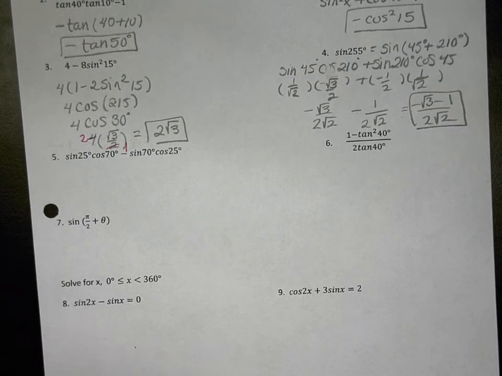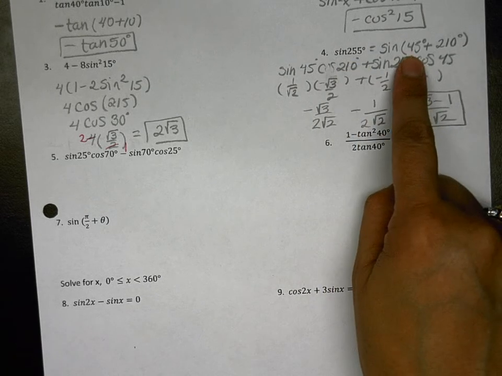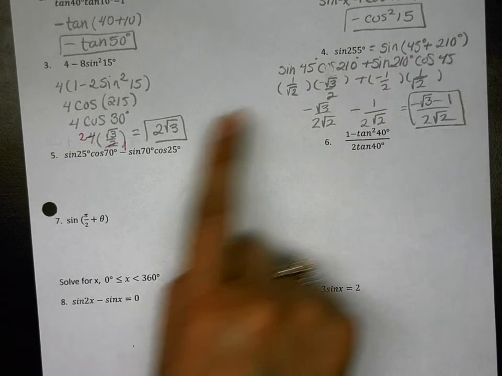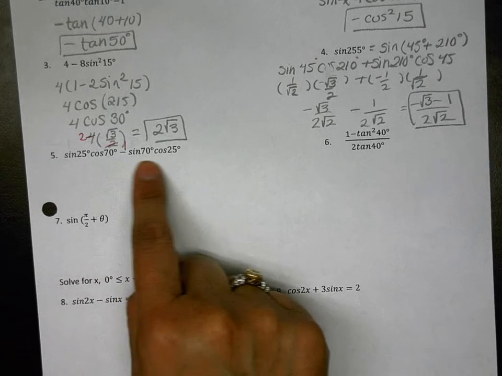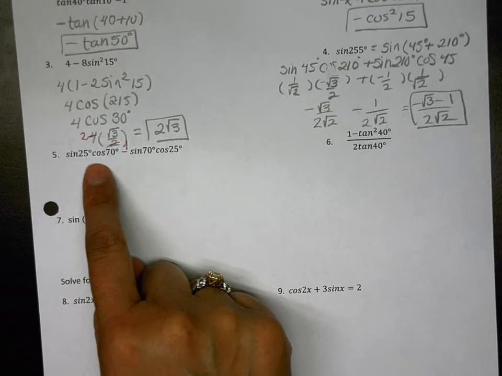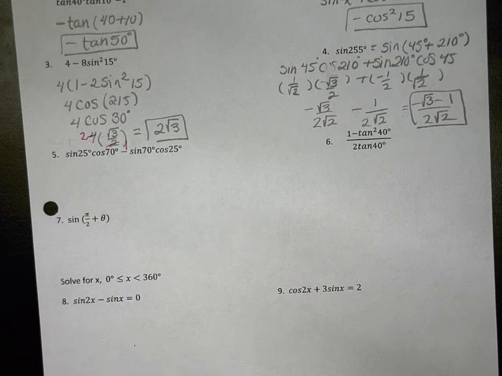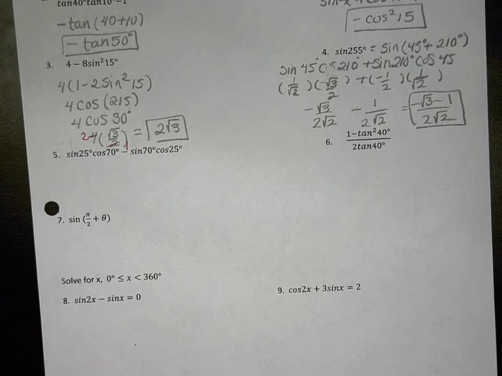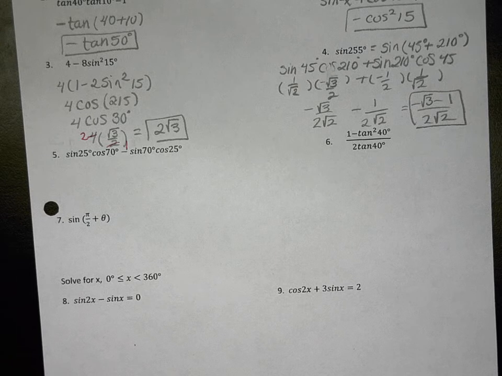Alrighty. Number 5. You need to know on the test when to expand, like we did with the sine 45 plus 210, or when to condense, like we will with number 5. Number 5 has already been expanded. We need to condense it down to a single function. You need to know and recognize when to condense it to a sine or condense it to a cosine.